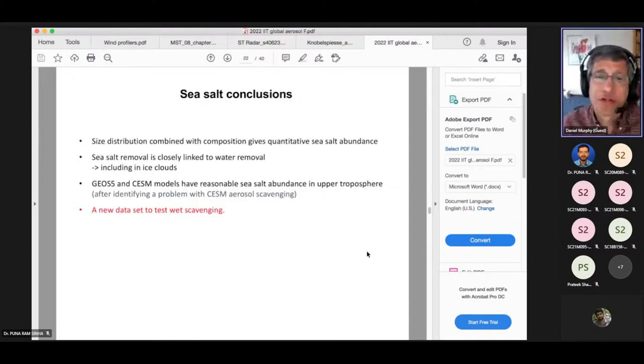So the conclusions about sea salt: we can measure the amount of sea salt, and the models do pretty well after identifying a problem in the CESM module. And there's a new global data set to test wet scavenging for models.